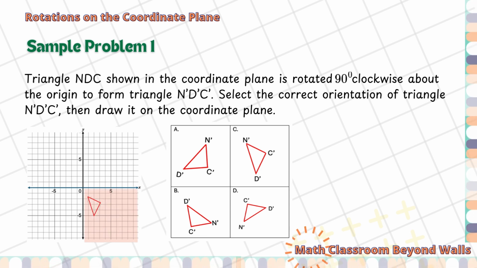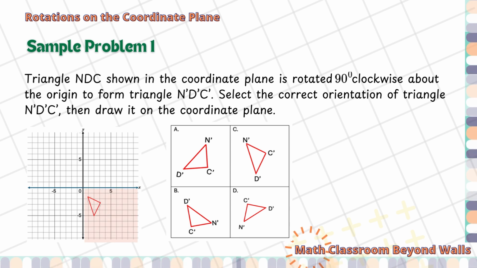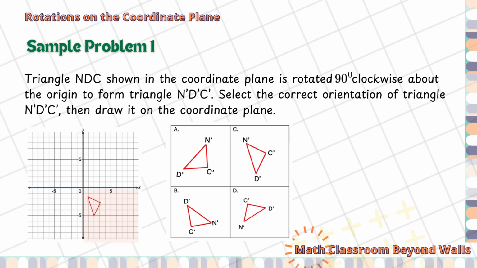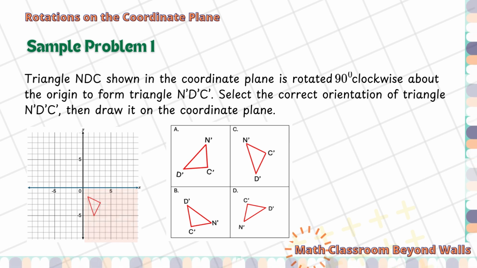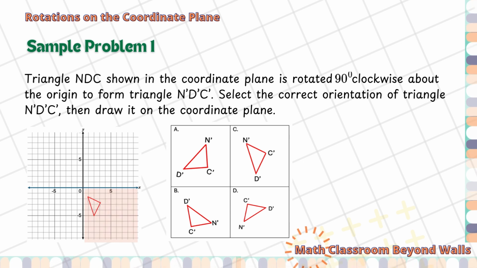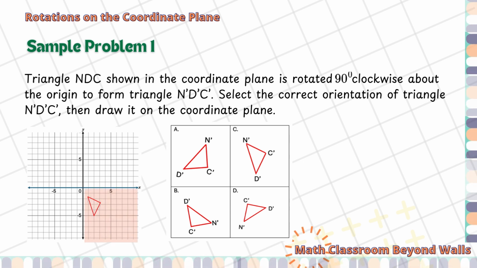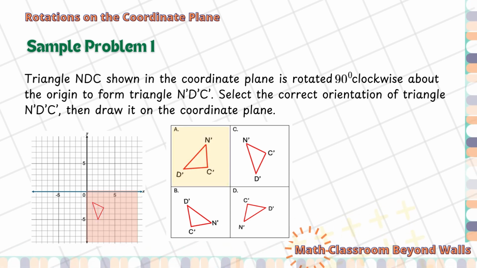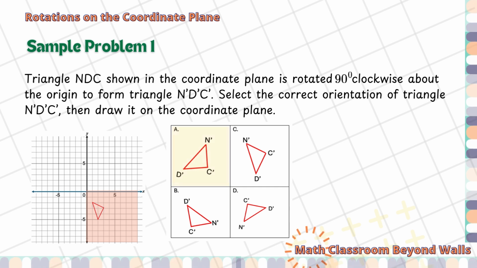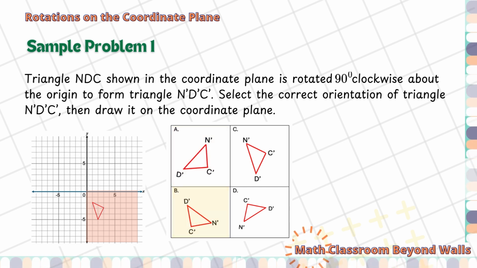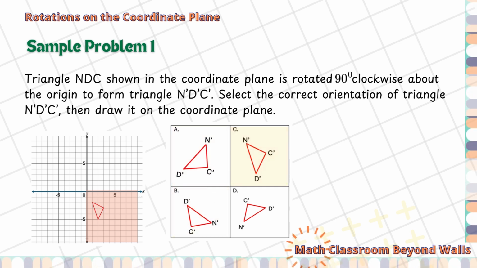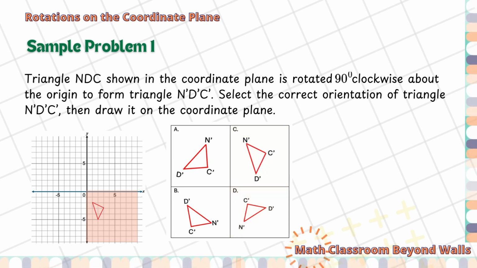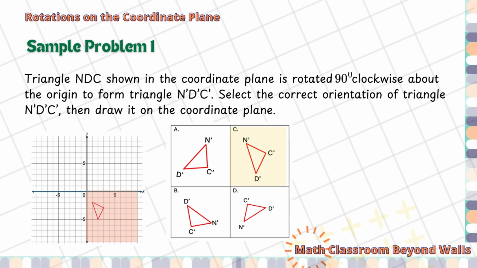There you are, learners. Here's triangle N prime, D prime, C prime. Okay, with this, we can now answer the first question, right? Which is the correct orientation of triangle N prime, D prime, C prime? Is it option A? Is it option B? Option C? Or is it option D? There you are. It is option C.